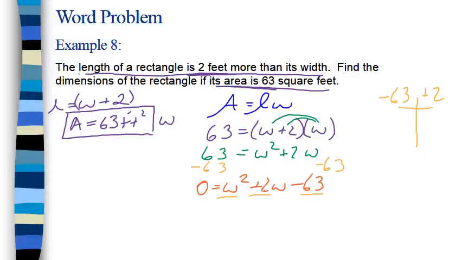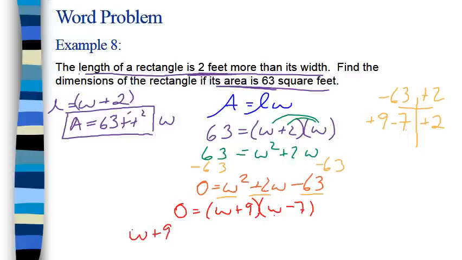And I know that multiples of 63 include 9 and 7. And so if I want to add to a positive number, if I make 9 positive and 7 negative, that's going to add to 2, and positive 9 times negative 7 is negative 63. And that means I can rewrite this quadratic as w plus 9 times w minus 7. By the zero product property now, if these multiply to 0, then w plus 9 must equal 0, or w minus 7 must equal 0.